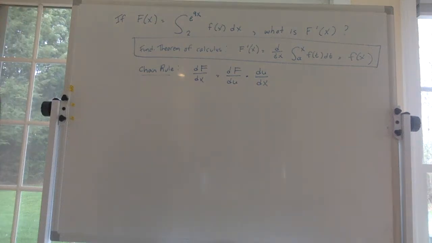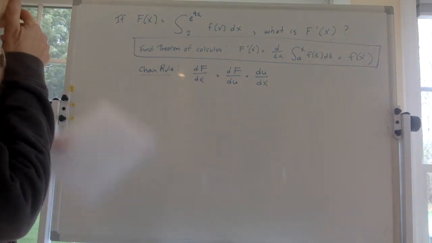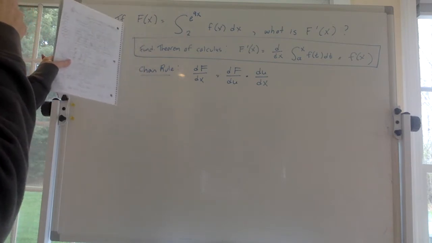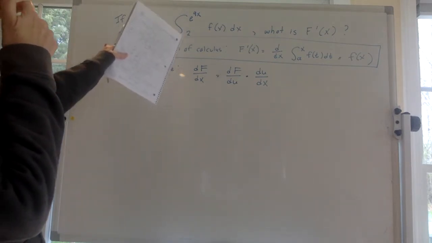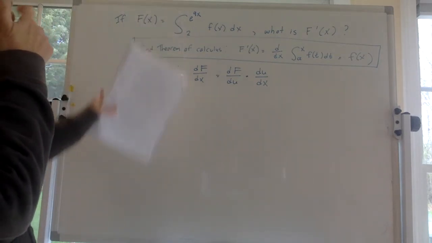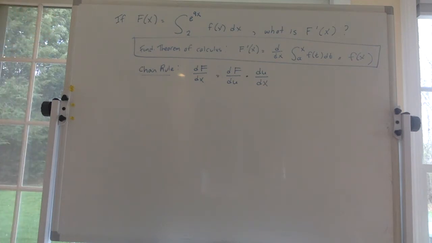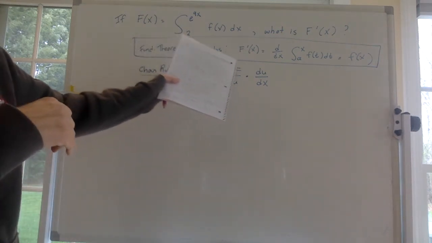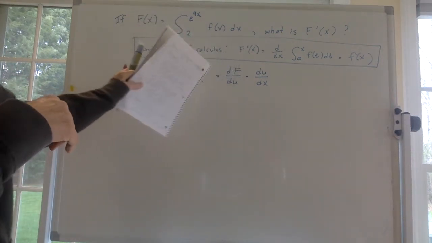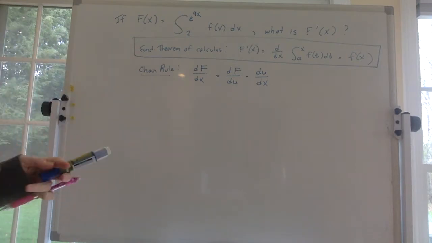Okay, we're going to do another problem where they give you a function, F of x is equal to the integral from 2 to e to the 9x of f of x dx, and they want us to find the derivative of that. And you go, oh man, we could probably use that fundamental theorem of calculus that we learned about, and it looks pretty good. It looks almost like the same thing, except we do have a problem.